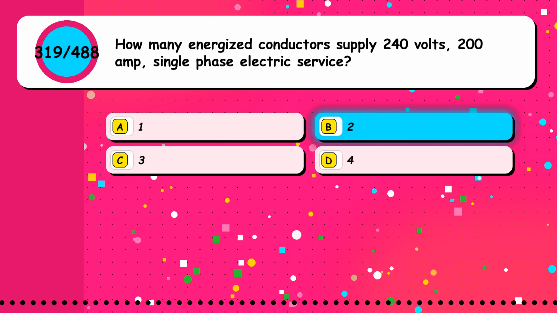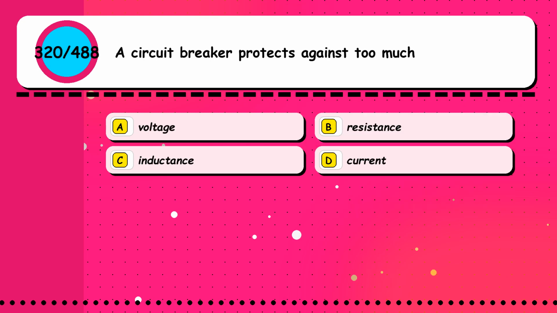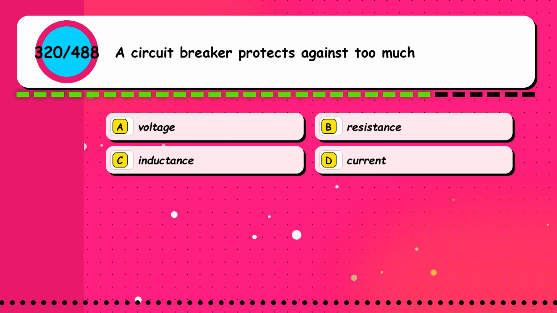The correct answer is option B, 2. B, 2. Question 320. A circuit breaker protects against too much: Option A, voltage. Option B, resistance. Option C, inductance. Option D, current.